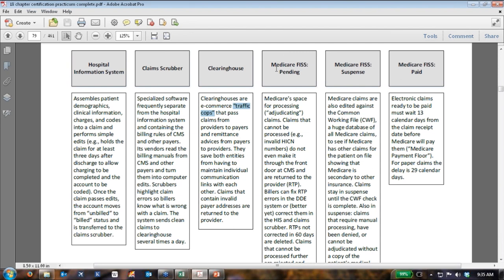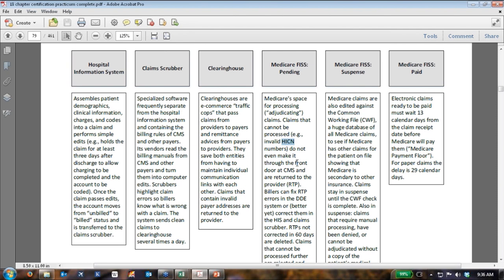And then what happens in these important boxes: Medicare pending, Medicare suspense, and Medicare paid, is described in these other columns. When a claim is adjudicated, the first thing the Medicare system looks for is, do I recognize this patient? Is this beneficiary? And beneficiary is the name that Medicare uses for all patients. Is this beneficiary in my system, in my FIS system? And you recognize a patient by their HICN number.